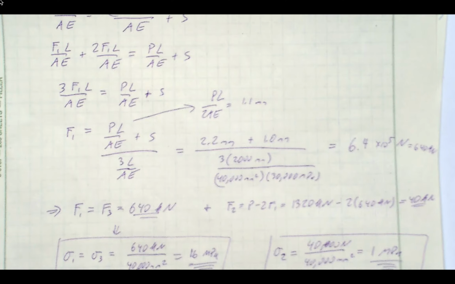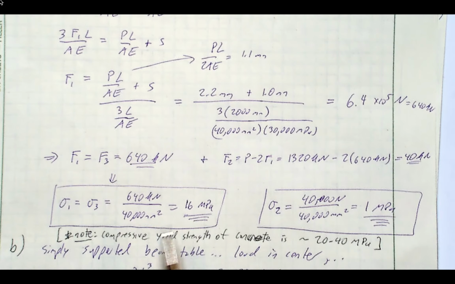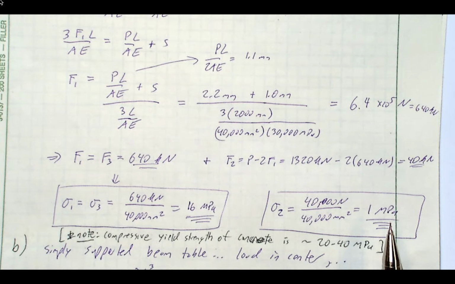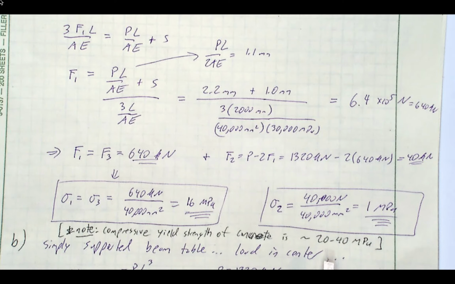To find the stresses, we just divide by the areas, which is 40,000 millimeters squared, to find that the stress in 1 and 3 is 16 megapascals, and the stress in 2 is 1 megapascal. Quick note here: if you look up the yield strength for concrete, it's on the order of 20 to 40 megapascals. So this is of concern. If your factor of safety is 2, we're definitely over that. Even if your factor of safety is closer to 1.5, you'd be concerned with this. But it's less than this range, so we'll say we're safe here.